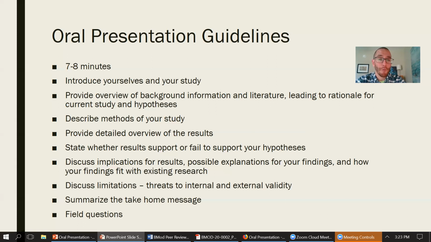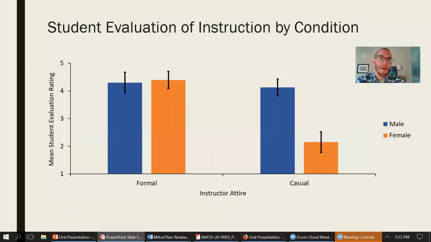Then provide a detailed overview of the results. You're primarily going to display the results in a graph that you've created. The most important thing when you talk about the results in your oral presentation is to clearly, carefully, slowly, and comprehensively go through the graph that displays the main findings and results of your study. So this graph here displays the results of the pretend study here about student evaluations of instructors as a function of instructor attire and instructor gender identity.